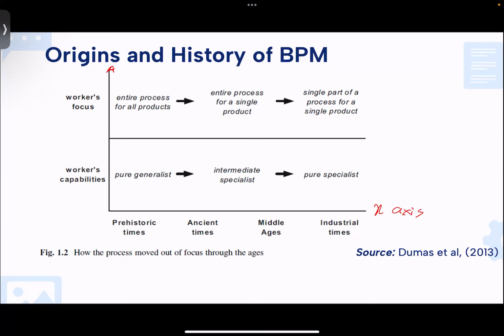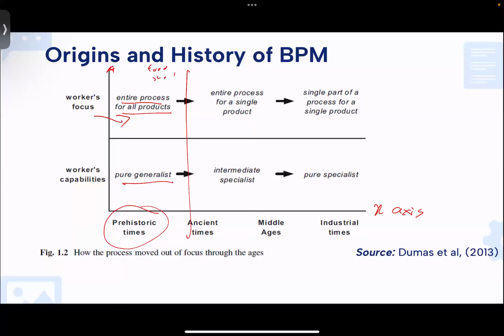Here, we can identify three phases. One is prehistoric times, thousands of years ago. The workers' focus was the entire process for all the products. They didn't have many needs and wants, just basic needs, for example food and shelter. So the workers focus on the entire process for all products, not only one or two products. The workers' capability is pure generalist.